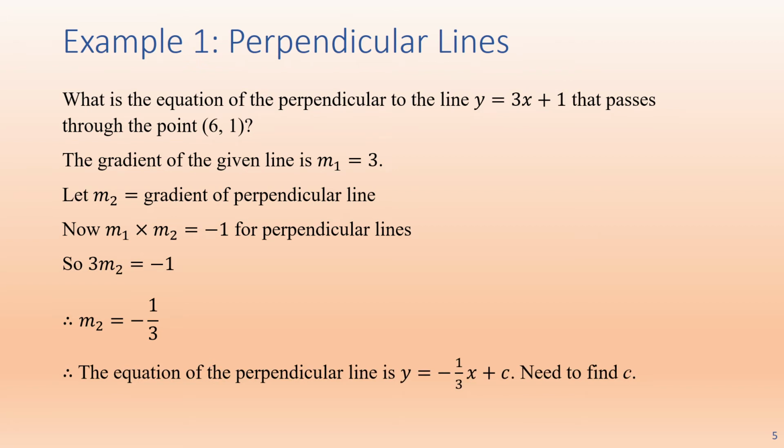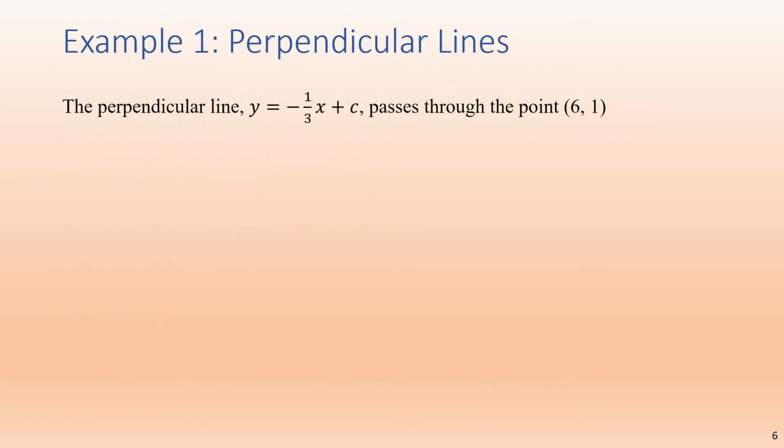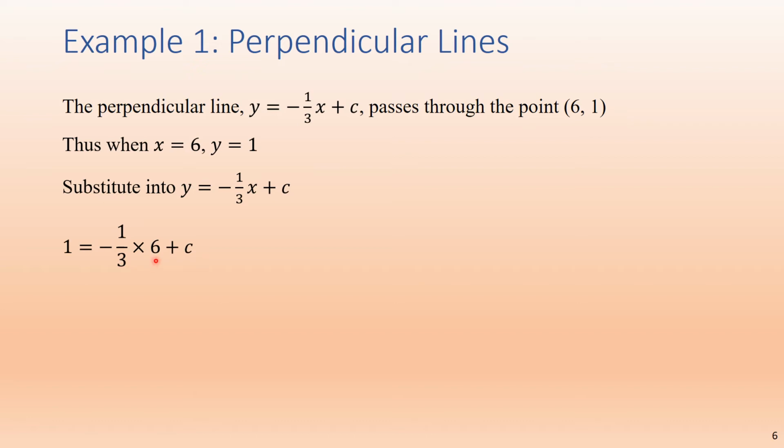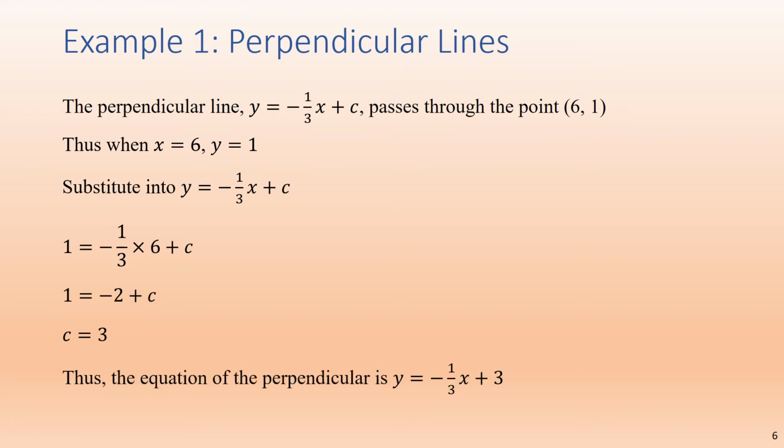So the equation of the perpendicular line will be of the form y equals minus 1/3 x, that's the gradient that we've just found out, plus some constant. And we still need to find that c. So we'll substitute x equals 6 and y equals 1 into that given equation. So there's x equals 6, y equals 1. Solving that now, we'll get minus 1/3 times 6 is minus 2, giving us c equals 3. So therefore our equation is y equals negative 1/3 x plus 3.